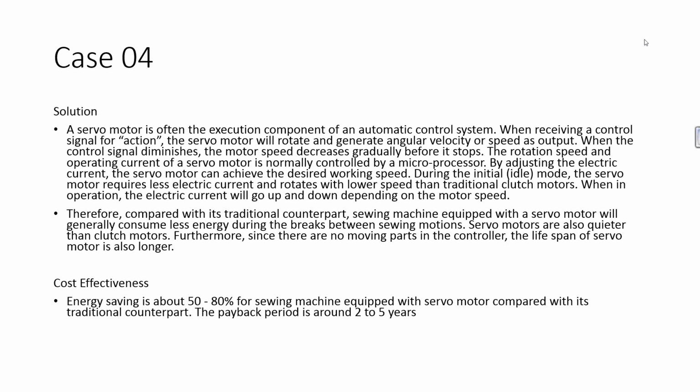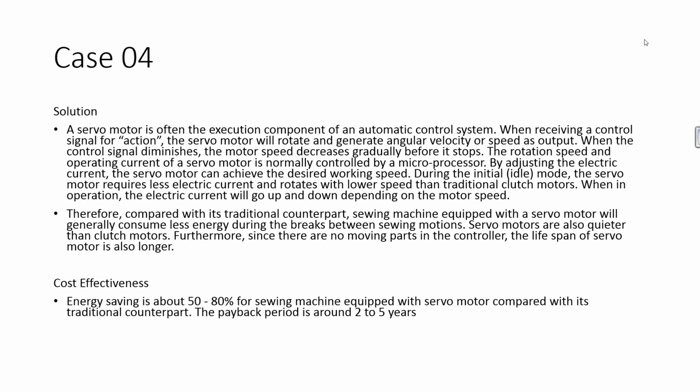The servo motor will rotate and generate regular velocity or speed as output. When the control signal diminishes, the motor speed decreases gradually before it stops. The rotation speed and operating current of a servo motor are normally controlled by a microprocessor. By adjusting the electric current, the servo motor can achieve the desired working speed.